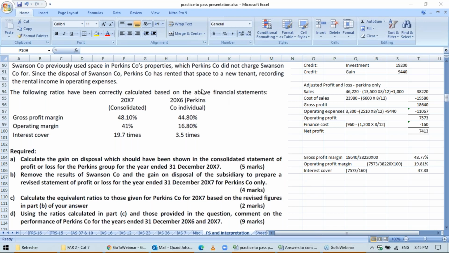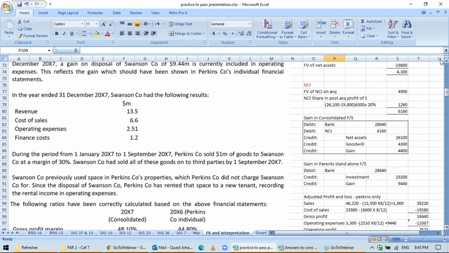Okay, students, let me start with the analysis. Now look, let me show you one thing first. Just check over here. If you check this, if you put a check over here, calculate the gross profit margin from here. The gross profit over here, 13.5 minus 6.6, is approximately 6.9.